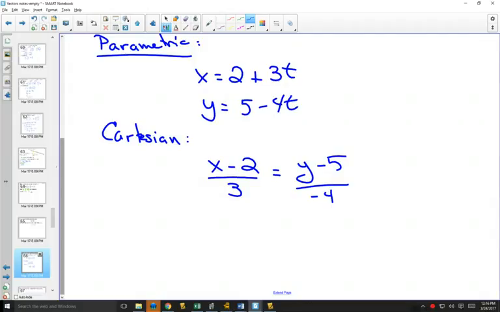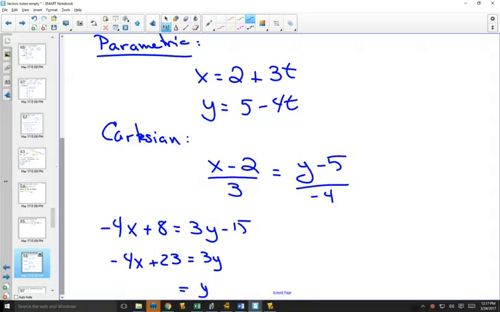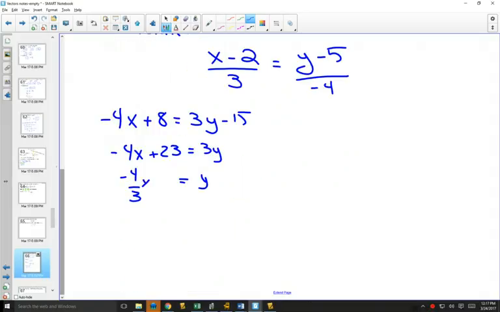I want to connect to you what this is actually meaning to your math from before, especially the Cartesian form. Notice the t is gone. The vectors are gone. We just have x's and y's. If you multiplied that out, you would cross multiply here and get -4x plus 8 equals 3y minus 15. If I move the 15 over, I'd have -4x plus 23 equals 3y. And y is equal to -4/3 x plus 23 over 3. Not very nice numbers, right?